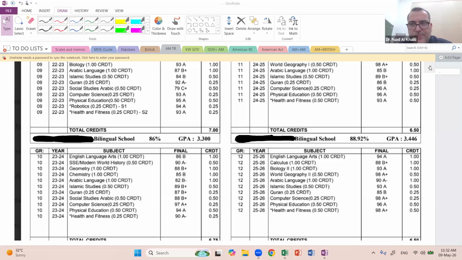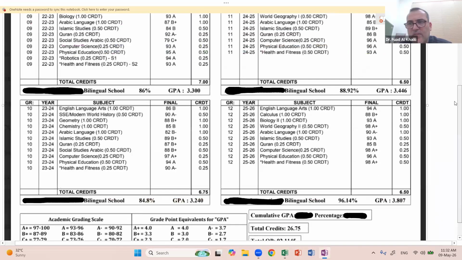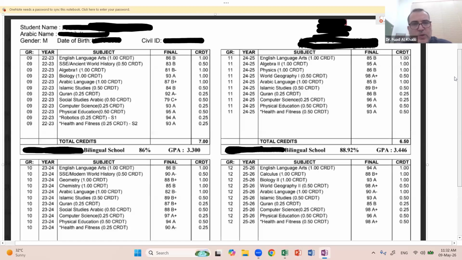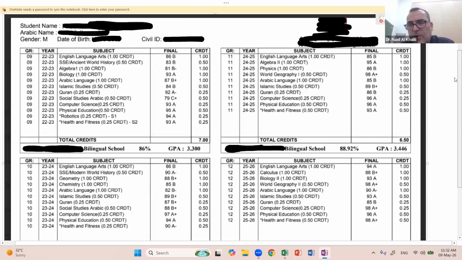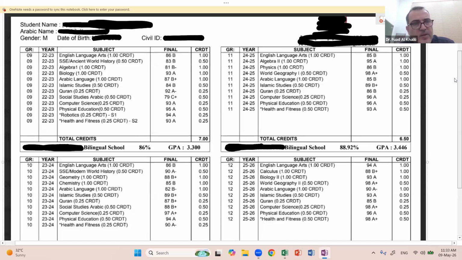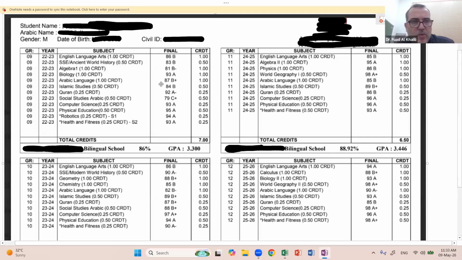So we have the transcripts. We have our students, they finished grade 9 to 12. We put the report card in the transcript in this manner. The name of the course, how many credits, it has to be clear. How many credits for this course, for example, grade 9, grade 10, grade 11, grade 12. The grade point average for every course, then the GPA and the total credits, then the percentage.